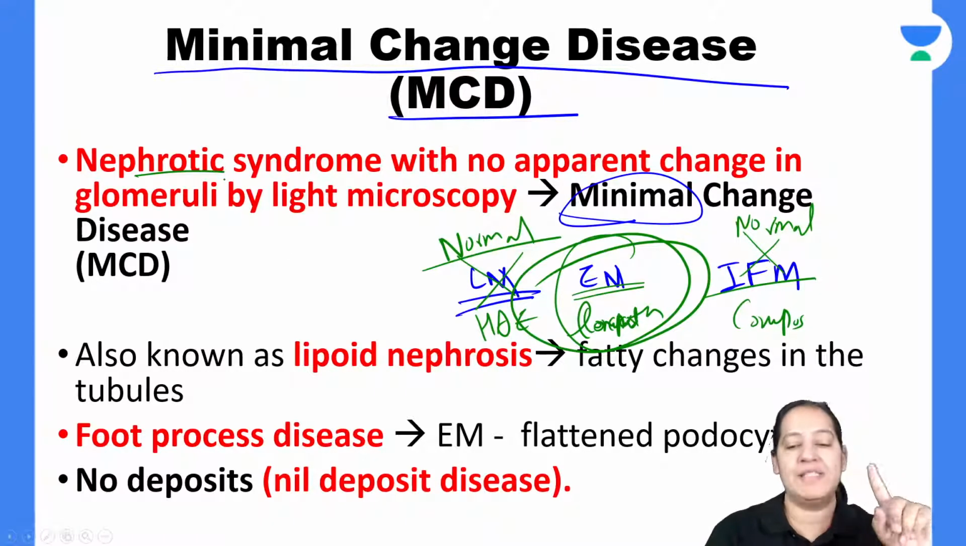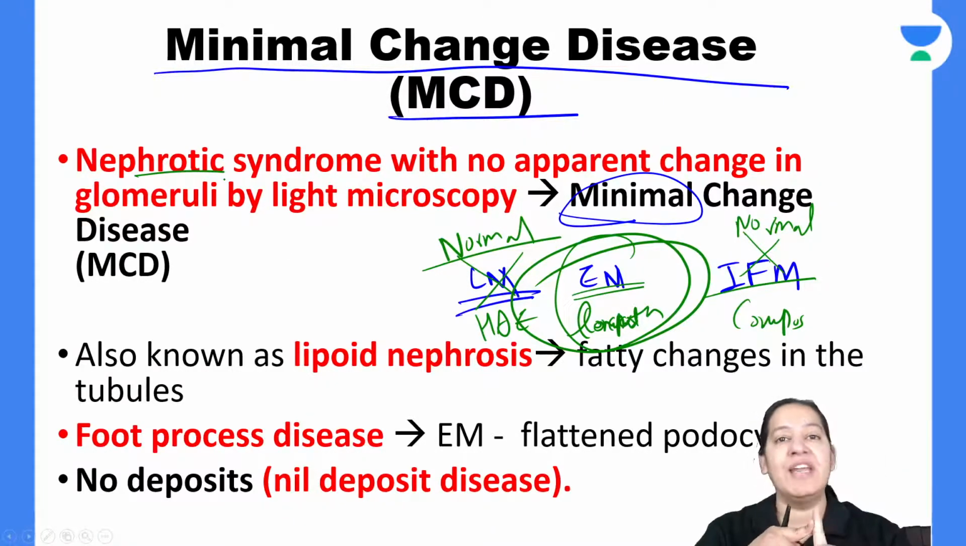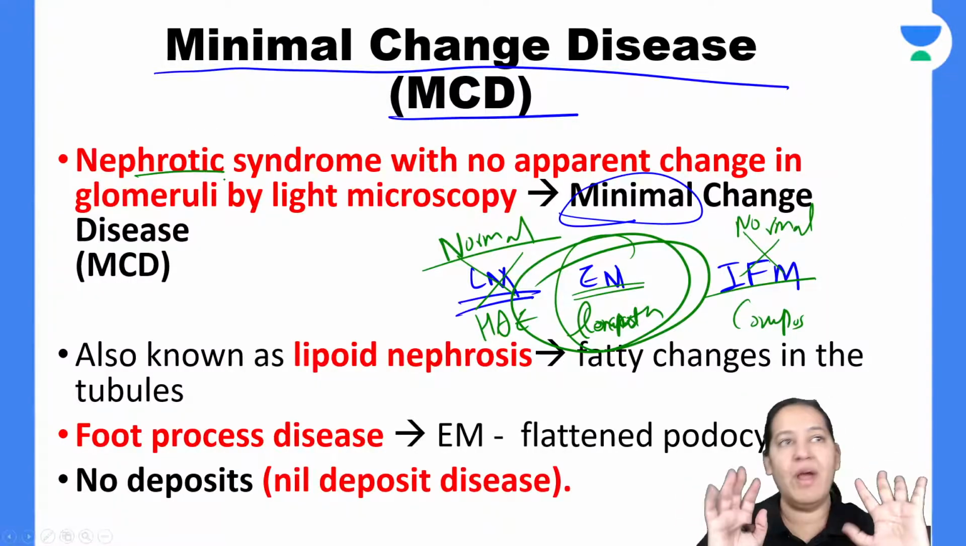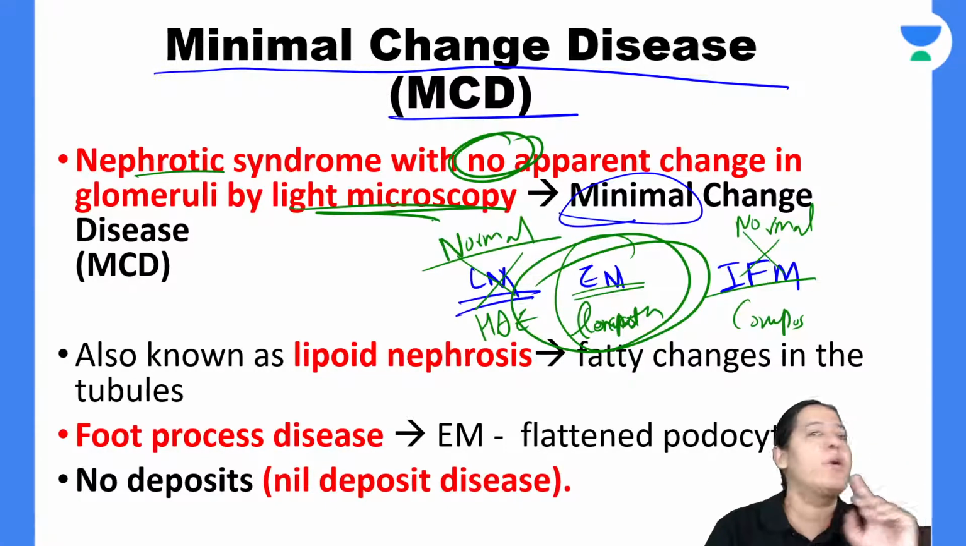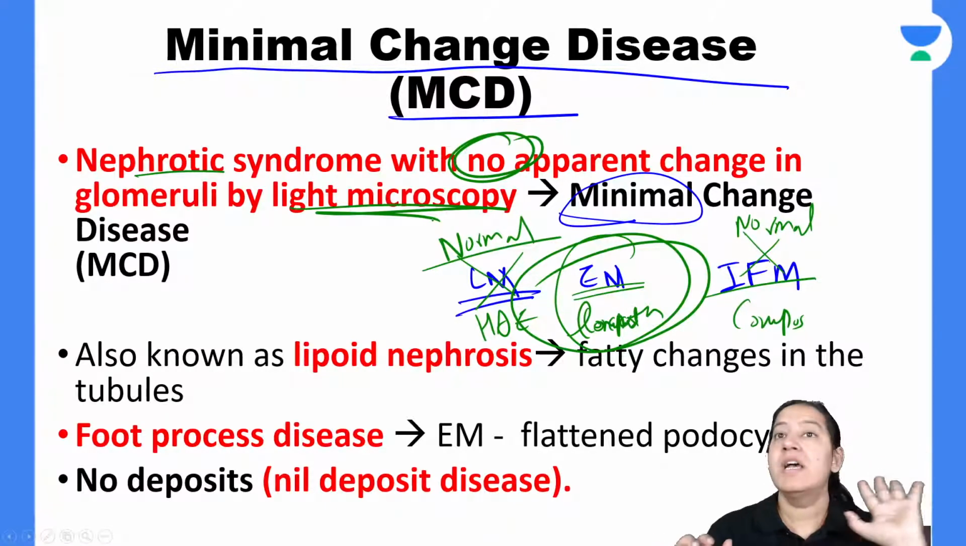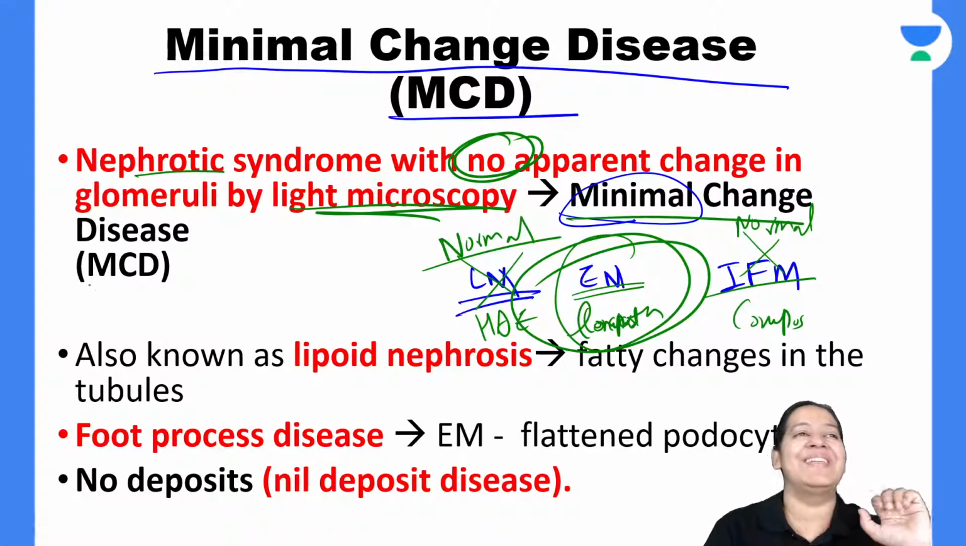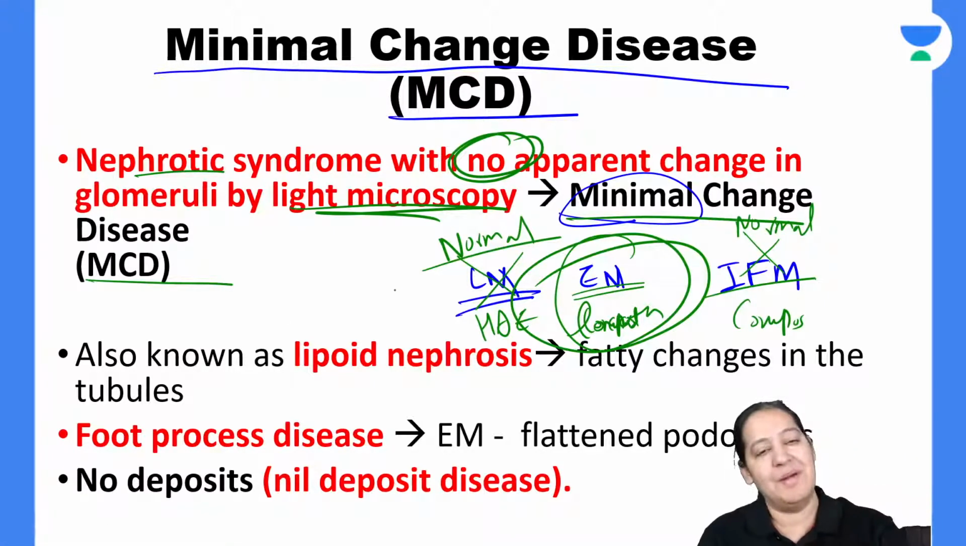The first 2, that is APGN and PSGN, were leading to nephritic syndrome. But this one leads to nephrotic syndrome, right? So it is a nephrotic syndrome with no change on light microscopy. Because there is no change on light microscopy, that's why it is known as minimal change disease. Have you got it?